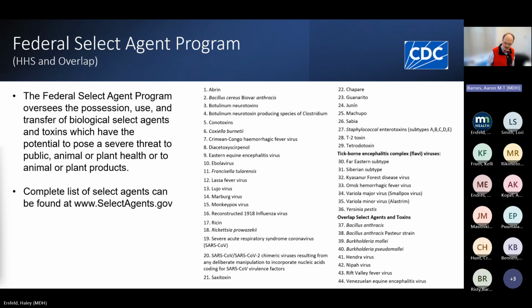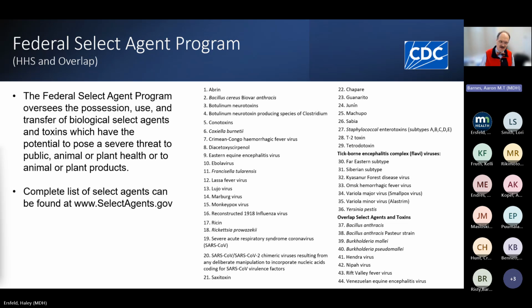Okay, so the Federal Select Agent Program, we could spend all day talking about this, but we won't. So this is the law that says these are the organisms that we're going to regulate at the federal level. And these are select agents, so organisms or toxins, which have the potential to have a severe impact on public, animal, or plant health. There's the website that you can go to. This is only a partial list. I think we're up to 63 items on the list now.